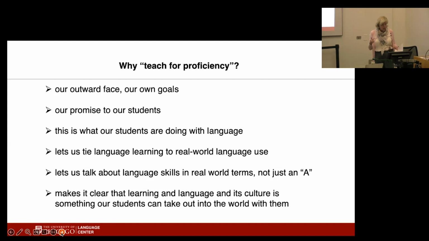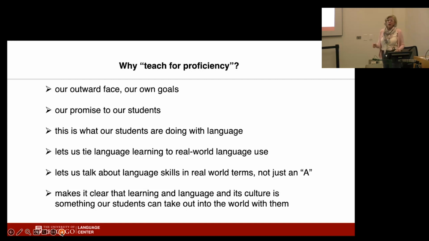And so if that's our outward face, we should be teaching toward those goals and testing whether our students are reaching those goals. And that's a promise to our students, and it's an important promise to these students coming into our institutions now.